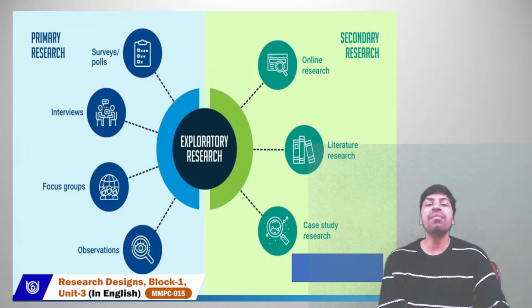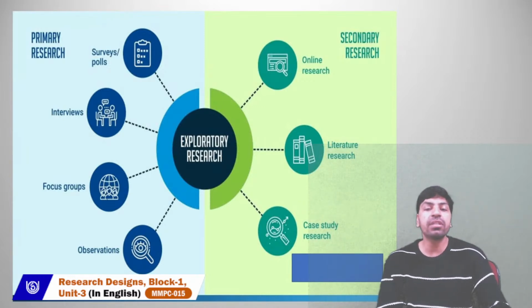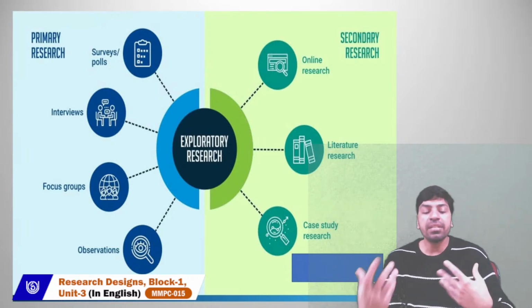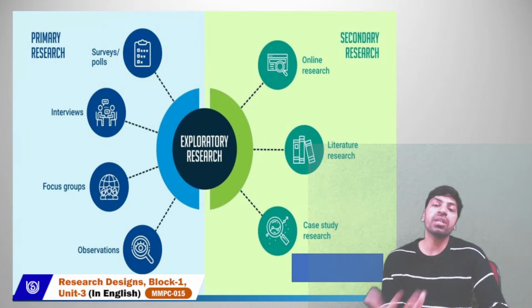Secondary research has three main methods and tools. The first one is online research. You can do research online. You can identify the problems through searching online. That is called online research.